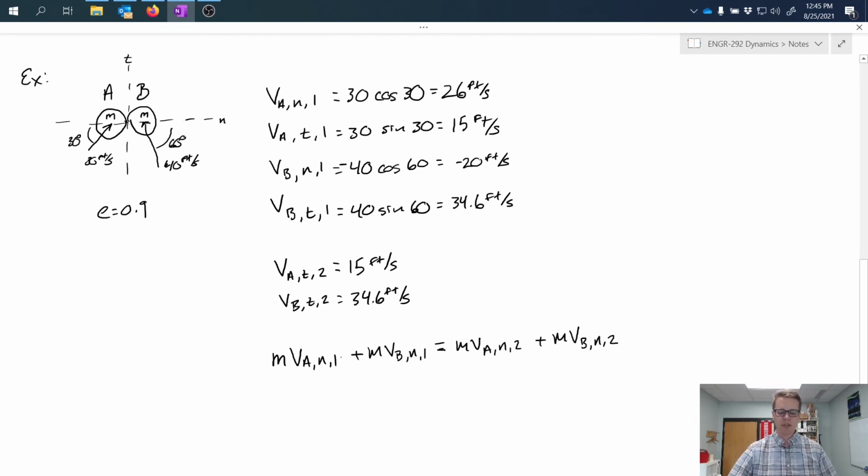What that also does for us is allows us to cross off each of these masses because we could divide that out of the equation. And we can go ahead and substitute in our known values for the pre-collision situation. First, for particle A we had 26, and for particle B we had negative 20. And what this leaves us with is an equation that includes the normal direction after collision of each particle.